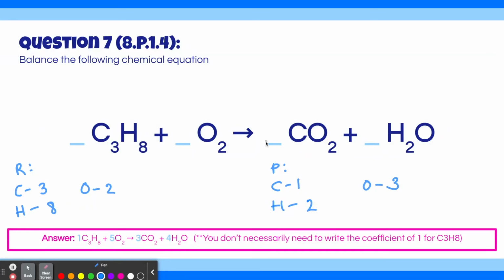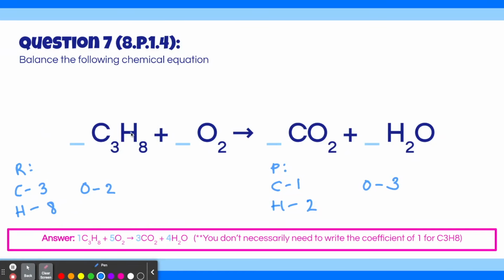So now we're going to take the most complex compound in the equation, and that in this equation is C3H8. We want to pick any element from this compound that only has one occurrence on the other side, or only shows up in one compound on the other side. So the options in this compound are carbon and hydrogen. Luckily, both carbon and hydrogen only show up in one compound each on the other side.